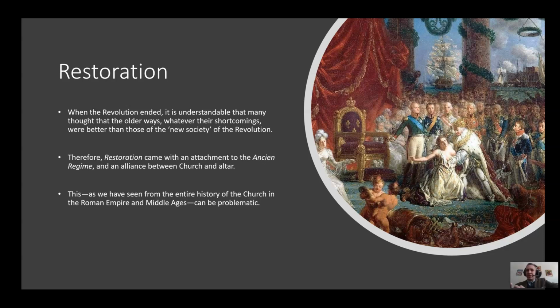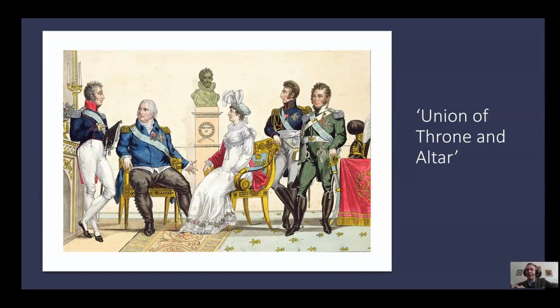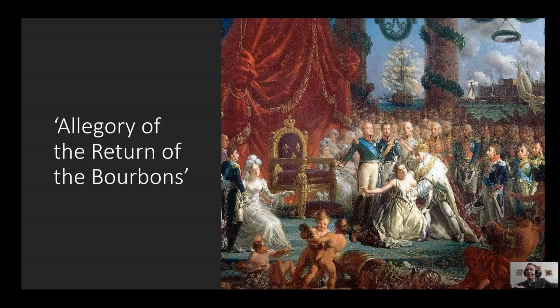This, as we have seen from the entire history of the Church and the Roman Empire in the Middle Ages, can be problematic, though. It comes with its certain pitfalls and issues. Corruption being one of them. This is a famous image of the union of throne and altar. That's the Bourbons being restored. And there's a bigger picture of the allegory again.